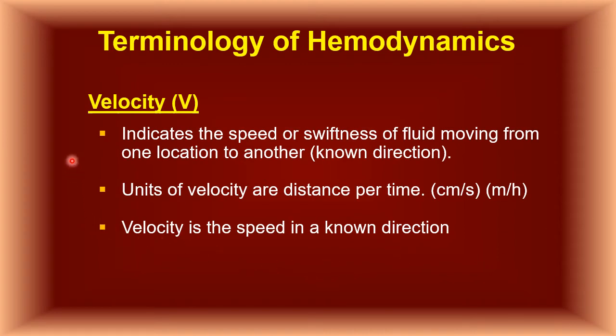Velocity, again, as we mentioned, velocity is what? Velocity is speed in a known direction. Swiftness or speed in a known direction, this is called the velocity. The units of velocity are the same as speed, which is how many centimeters per second, or how many meters per hour, or how many miles per hour. This is, for example, the speed used in the streets. So the unit of velocity is the same unit as speed. Velocity is the speed in a known direction. This is one of the things that we need to understand well.